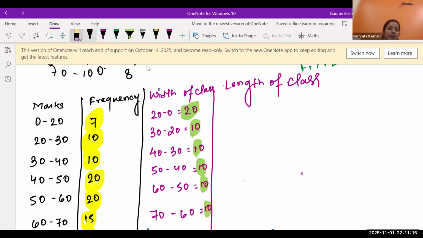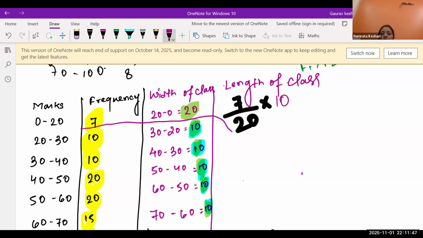And the method says that we have to take this frequency by this width into this one and only one which you have fixed, the least value of the width. 10 we have fixed, right? Yes, ma'am. Okay, because that is the least. So into 10, making sense? If you are thinking from where this rule is coming, unitary method, getting it? Yeah, ma'am. Okay, this is how we are changing the length of the class.